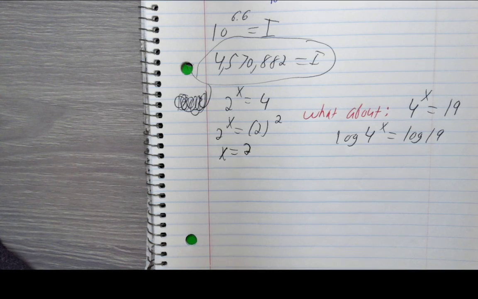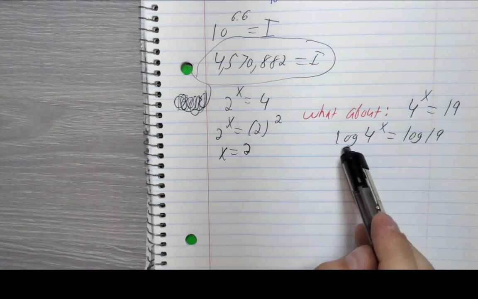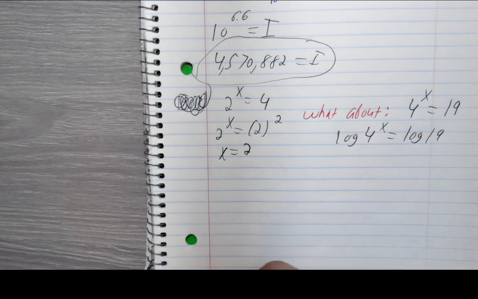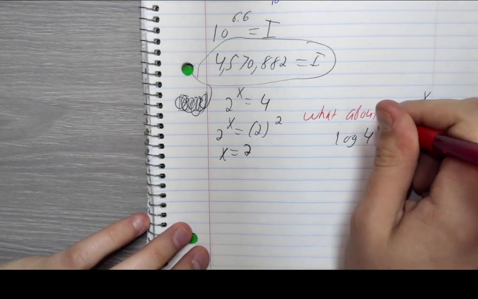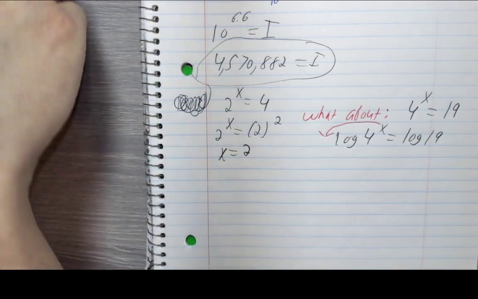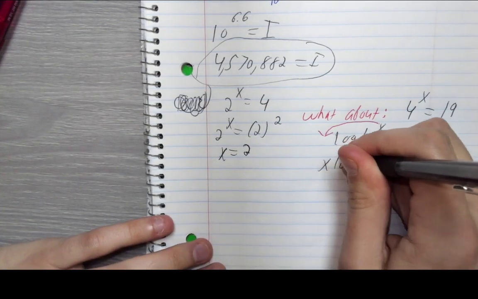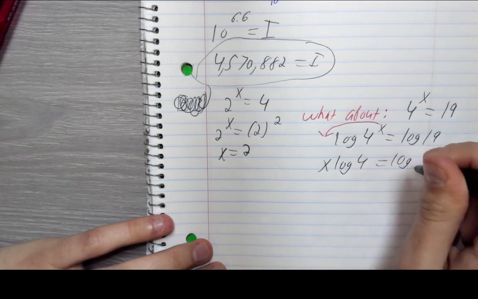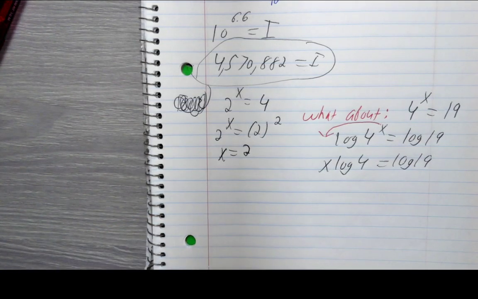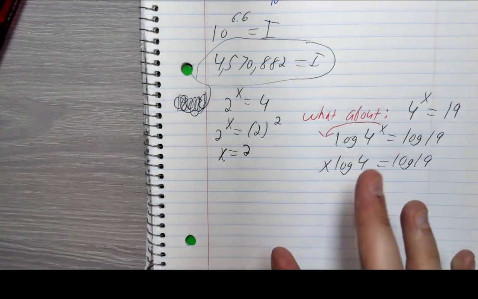And you might be wondering, why, Mr. Harris, would we do that? Well, now I can actually rewrite some things. On the left side, I can use my power property, which says I can take my exponent and throw it out in front of the log. So I'm left with x log of 4 is equal to log of 19. Again, you start off by taking the log of both sides, use the power property to take the x out in front, and now I'm left with this.